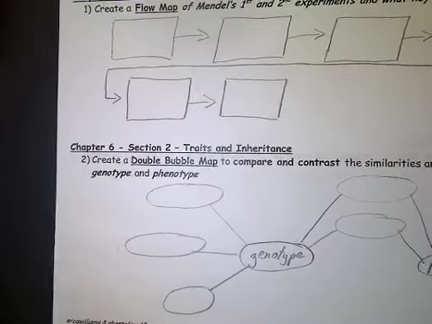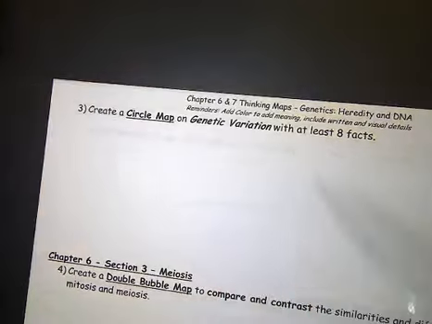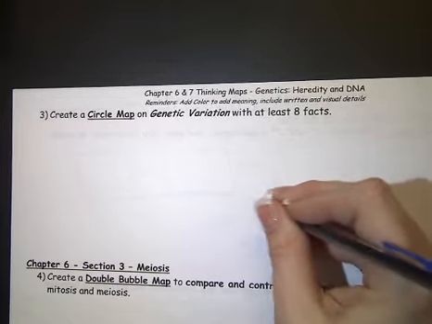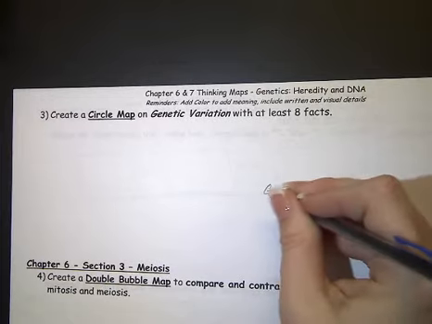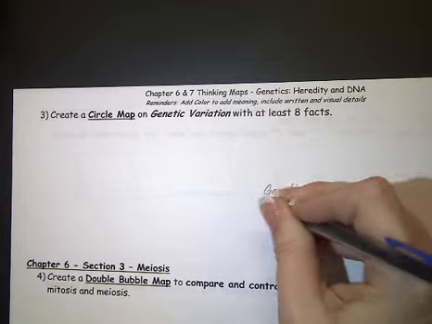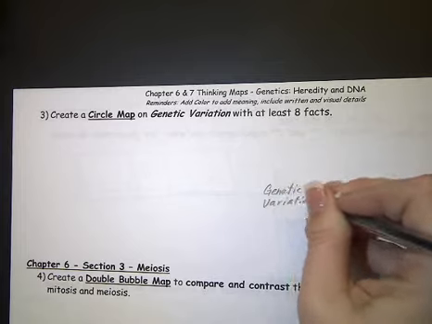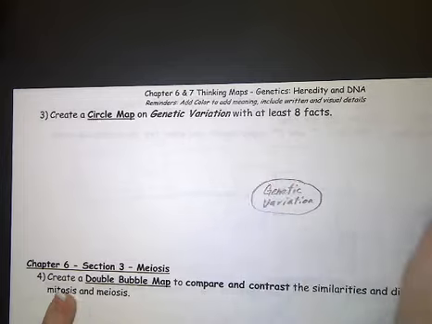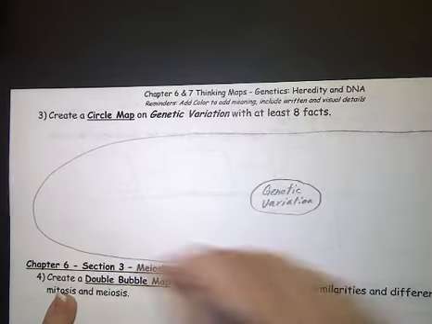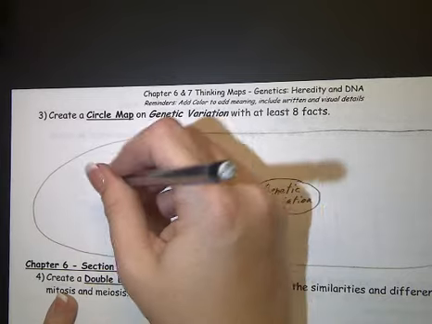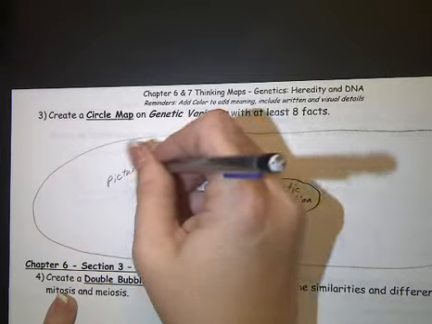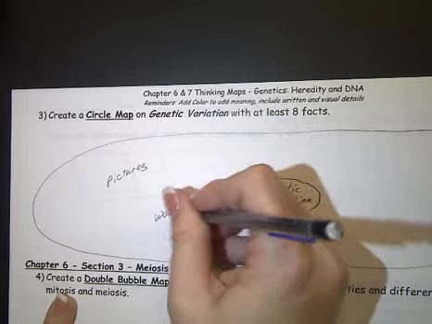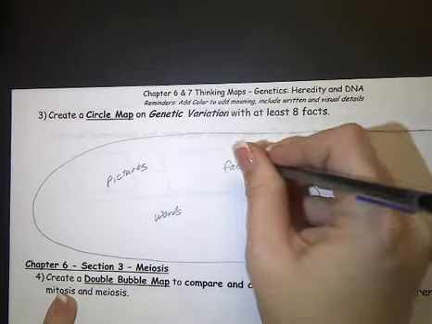For your third map, you're looking at genetic variation, a minimum of at least 8 facts. So in the middle here, you have genetic variation. And remember, it doesn't have to be, in this case, a regular circle. It can be a really big oval, that's fine. And you're including any pictures, words, facts, details, information about what genetic variation is.